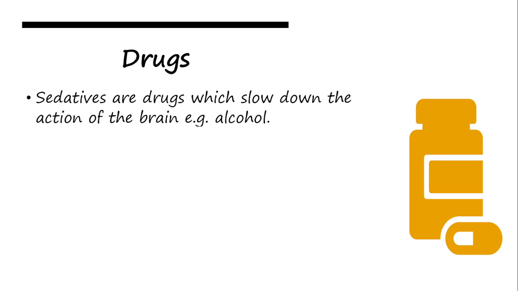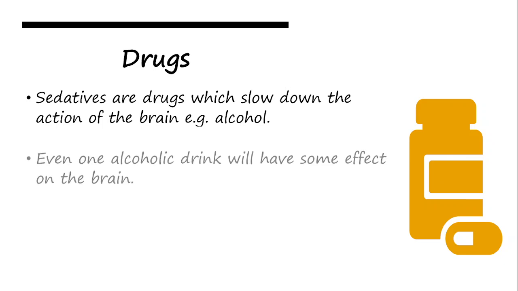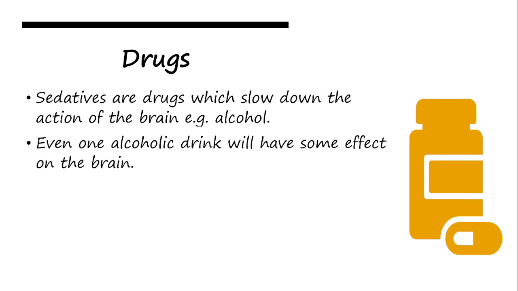Now, sedatives are drugs which slow down the action of the brain. Take an example, alcohol. So you see, there are these kinds of drugs we've seen. The first one, for example caffeine, speeds up the brain. Those are stimulants, but sedatives are the ones that slow down the action of the brain. Take an example, alcohol. Even one alcoholic drink will have some effect on the brain, so it has to be noted that alcohol is a kind of drug that can affect the normal functioning of the brain.